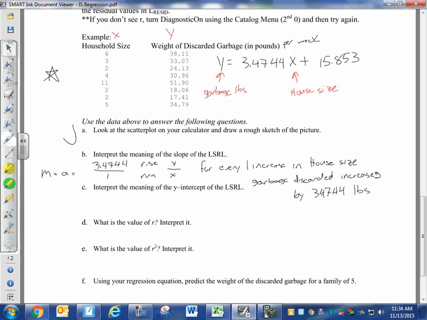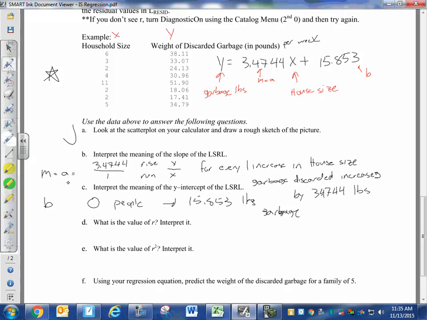Part C, interpret the meaning of the y-intercept. Remember, the y-intercept is the b. In this situation, this was m or a. This is b. Almost done. It means 0 people in the house gives you 15.853 pounds of garbage. Does that make sense? No, if you have 0 people in the house, you should be producing 0 pounds of garbage. This is why we don't like to go too far outside of our range.